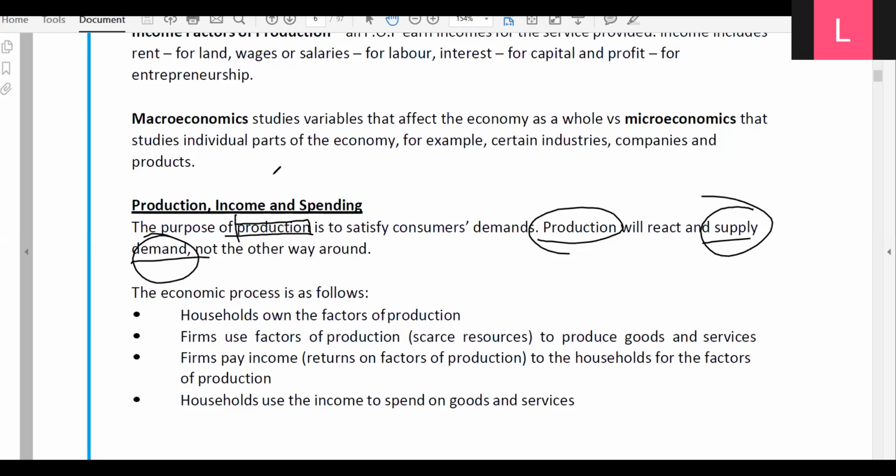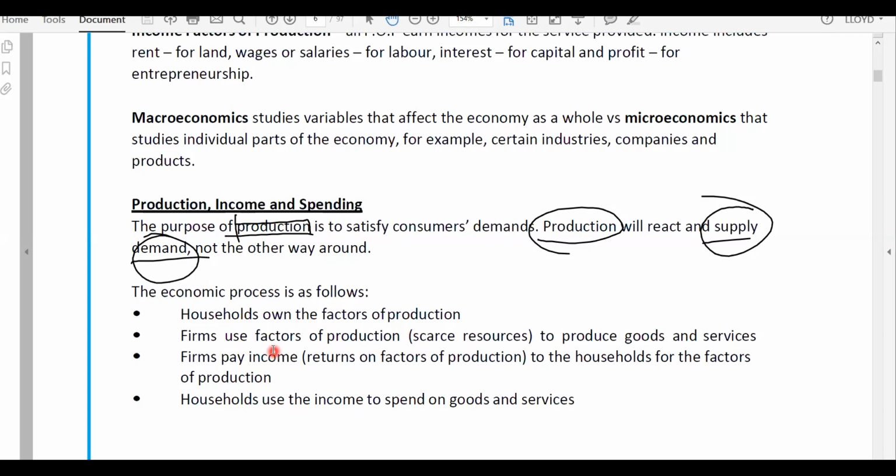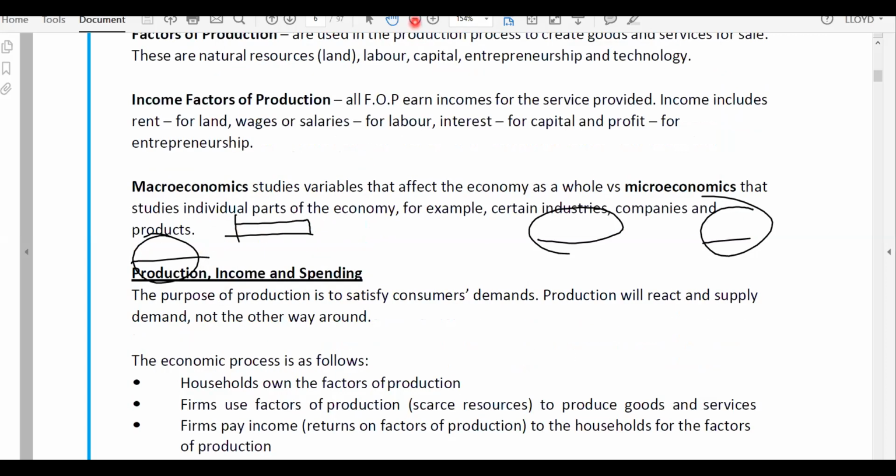All right. The economic process is as follows. So we just quickly look at the economic process. We have households who own the factors of production. We have mentioned those four factors of production. And who owns them? They are owned by households. So anything that is a factor of production that you can think about comes from households. Firms then use the factors of production to produce goods and services. Then firms pay income or returns to households for the factors of production. Then households use the income to spend on goods and services. So as you can see, we have that interdependence which exists between households and firms. These two cannot exist independently of each other.